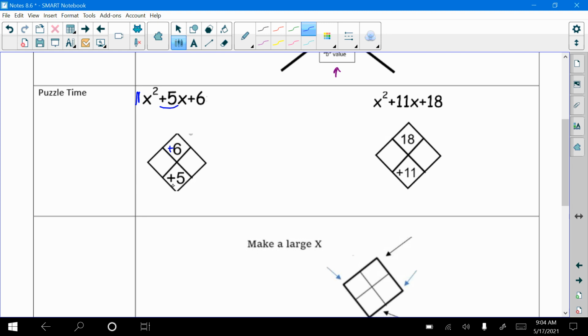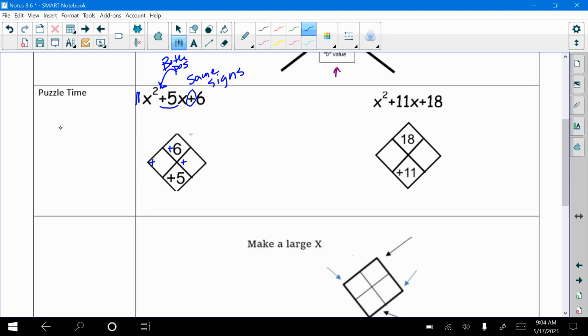So 1 times 6 is 6. My B value is 5. I need factors of 6 that add up to 5. So this means same signs. It's positive, so it has to be same signs. And this tells what they are: same signs, both positive. So I know this is going to be a positive something and a positive something, because when I multiply them, I have to get 6. When I add them together, I get 5.